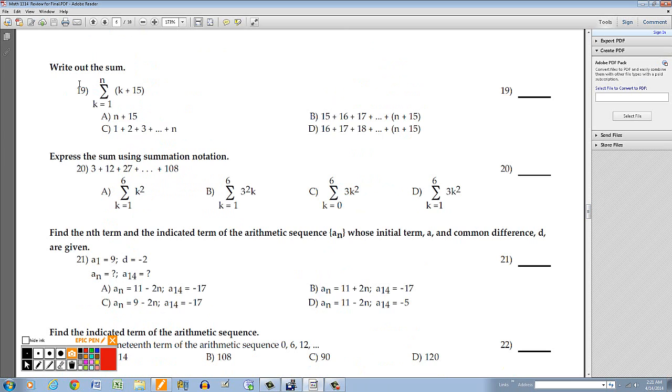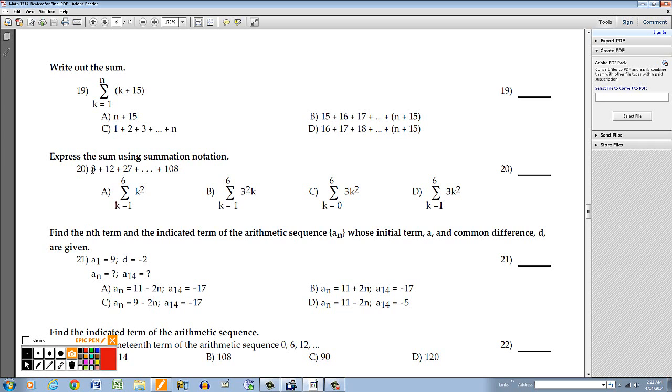Okay. 19. Write out the sum. Okay. K equal 1 to n of k plus 15. So remember, this means you plug in 1, then you plug in 2, and 3, and so on, all the way up to n. So if you plug in 1, the first term is going to be 16. Okay, the first term has to be 16. So just by that information, I know the answer is D. Okay, because the other ones don't make sense. So just use a little bit of common sense. Has to be D. But notice if you plug in 2, you get this term, and so on. And if you plug in the last term, which is n, you get n plus 15. Okay.